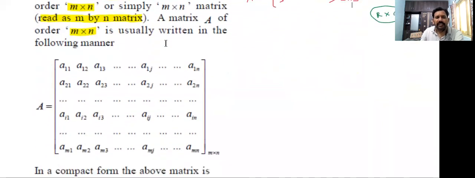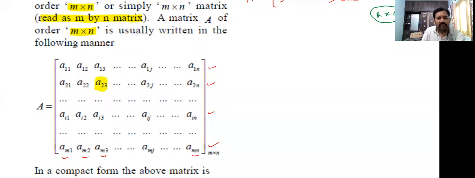Here, an m by n matrix is given. There are m rows and n columns. See here, this is first row, second row, third row, and so on, m rows. Now this is first column, second column, third column, and so on, nth column. So here there are m rows and n columns. Order of the matrix is m by n. Here observe that one of the elements is A23.